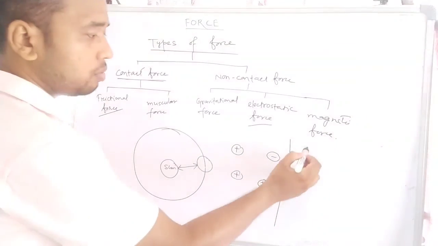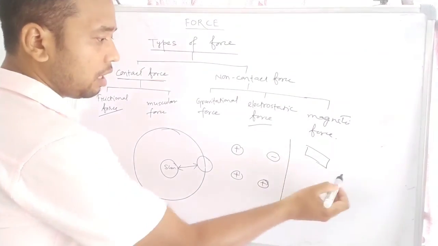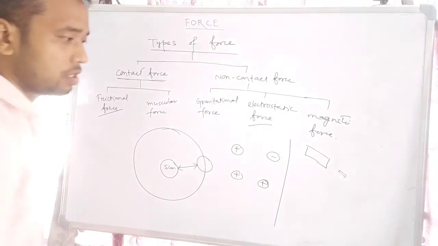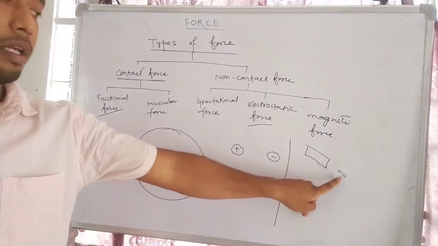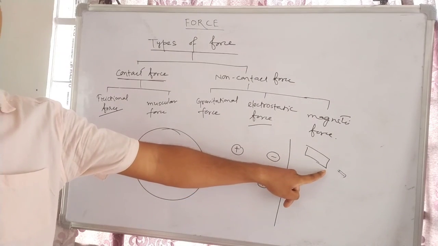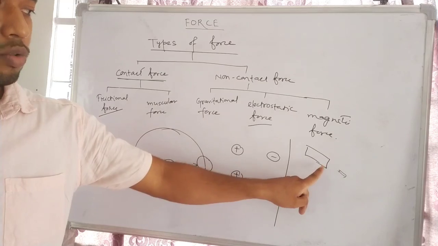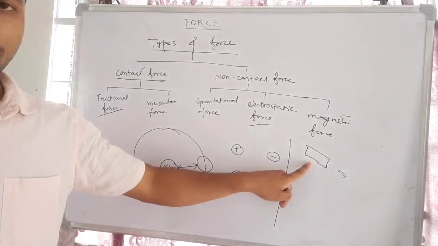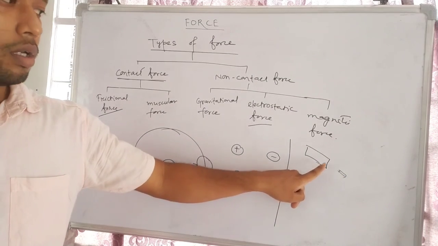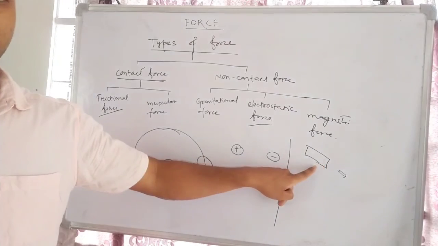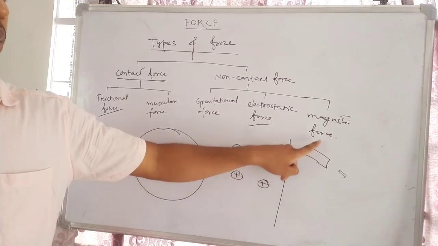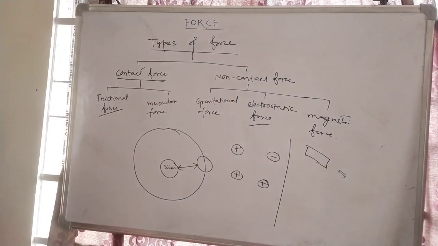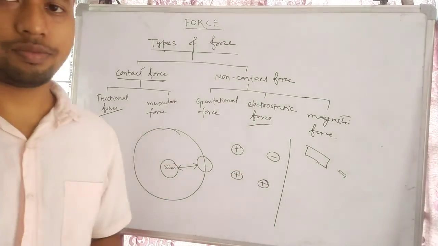Again, magnetic force. If we take a magnet here and a small iron piece here, then this iron piece will be automatically attracted and it will attach to the magnet. When we place it here, there is no contact between the iron piece and the magnet, though this magnet attracts this iron piece without any contact. So that's why magnetic force is also a type of non-contact force.